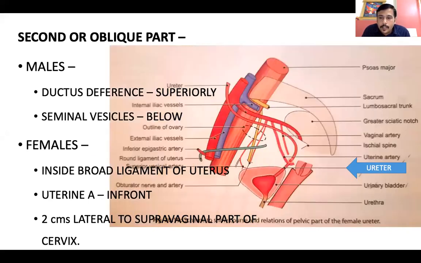So you can see here the uterine artery. The uterine artery is present in the front. Okay, this is the uterine artery here. It's very close here, and the supravaginal part of the cervix is present 2 centimeters lateral to it.